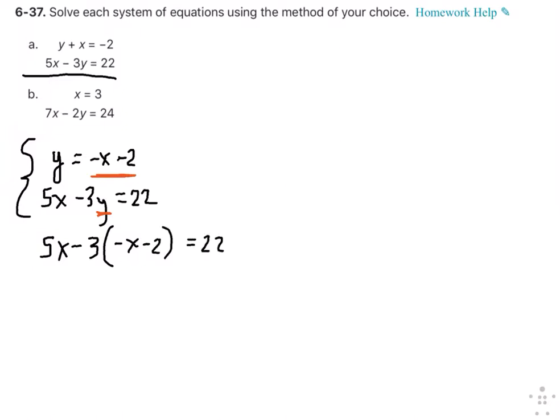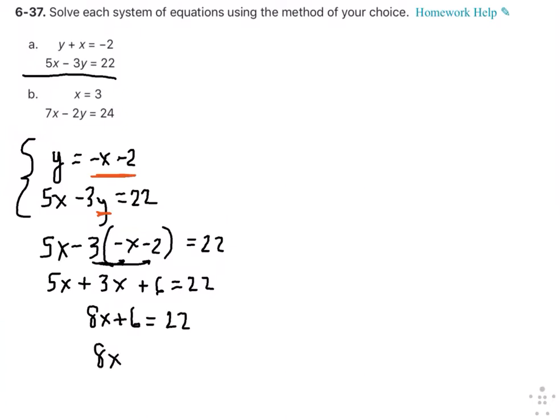22. And I solve. So I get 5x, negative 3 times negative x is plus 3x. Negative 3 times negative 2 is plus 6 equals 22. So we get 8x plus 6 equals 22. 8x, subtract 6, equals 16. Oops, 16. X equals 2.